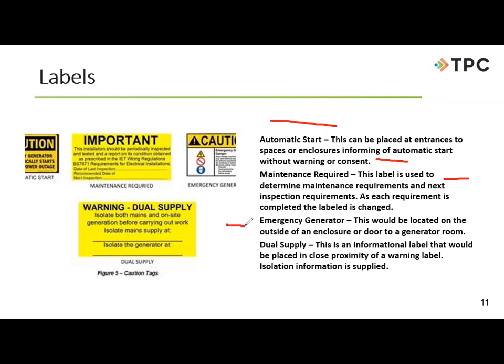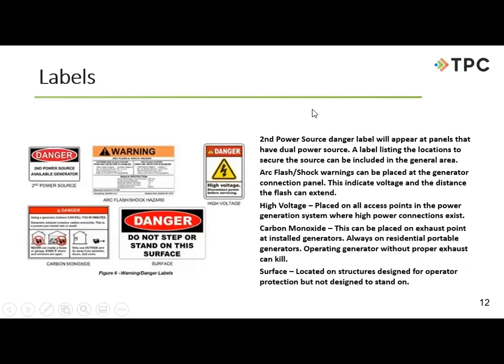Want to make sure that if the generator is in a room or outside, that we mark that it is an emergency generator. And extremely important down here, that if there are two sources of supply, and how we would go and complete a lockout tagout or isolation, or maybe if the transfer switch had a bypass on it. So important information on these. So definitely talking about a second power source, we're going to have that label on there.